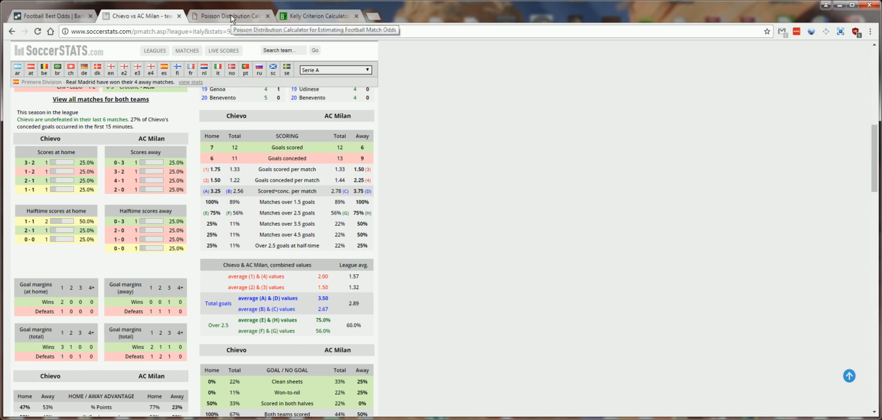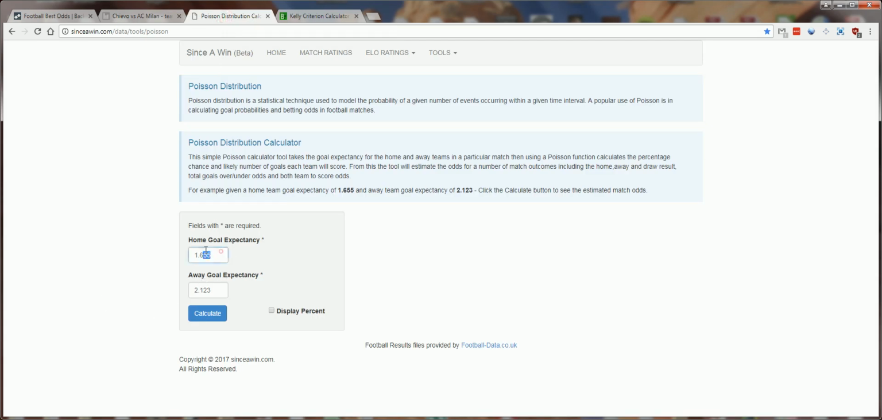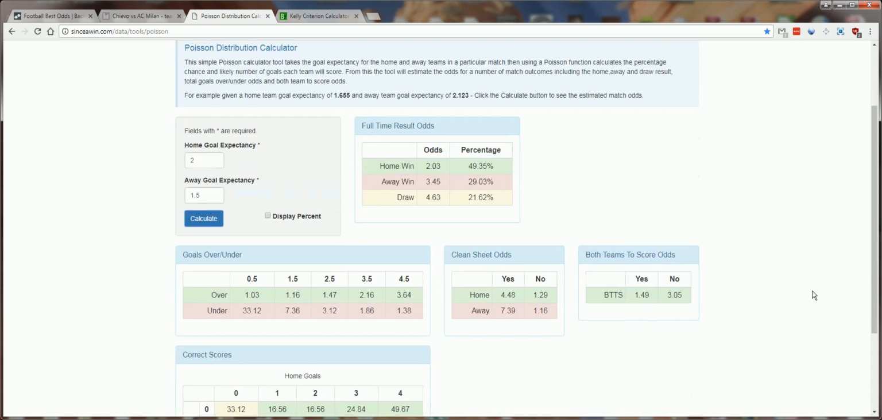So let's see. So what we do now is we go to Poisson, and I'm going to enter those figures, the 2 and the 1.5, into the Poisson calculator. So it's 2 and 1.5. And we now press calculate. And now this gives us the odds, or the true odds, of what should happen with a goal expectancy of that. So over 2.5 should be about 1.47. Both teams to score should be about 1.49.